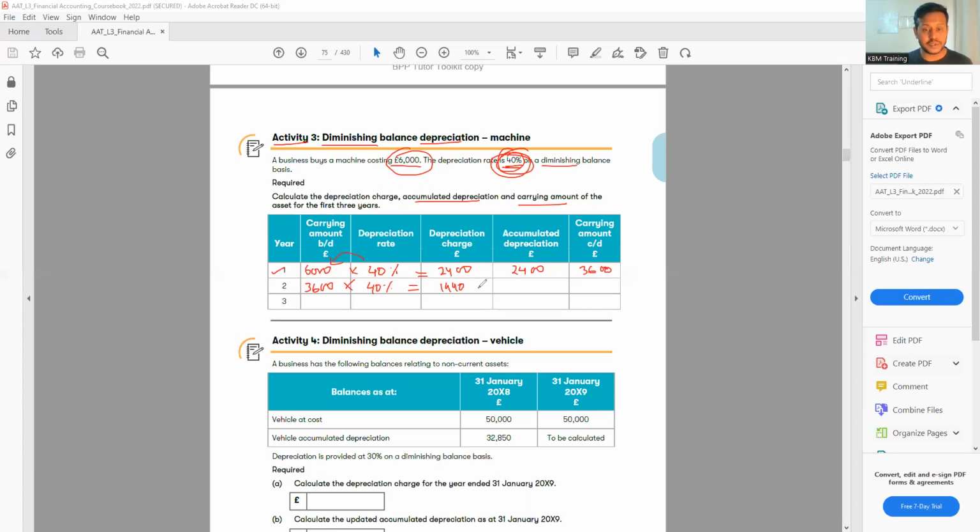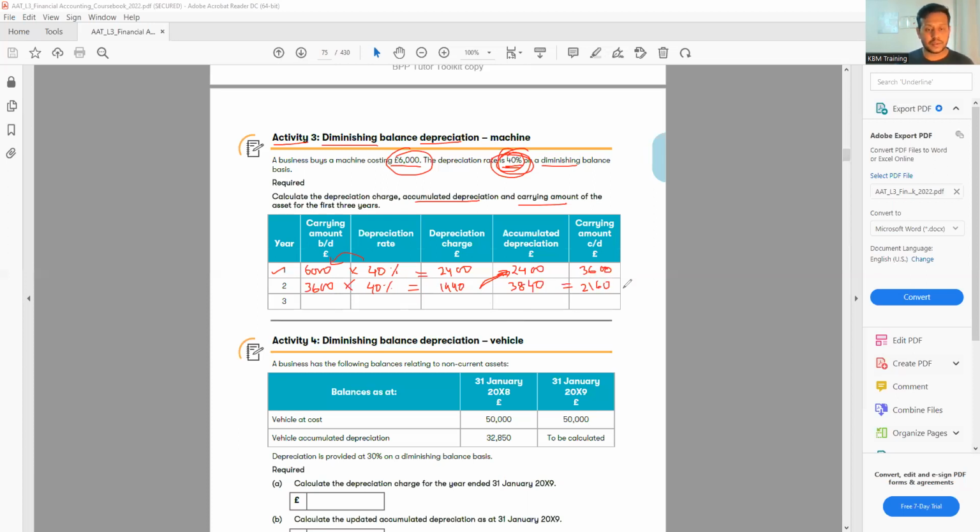And the accumulated depreciation will be the total depreciation till today. Year number 2, we have a depreciation of 1,440. And year 1, we have a depreciation of 2,400. So 1,440 plus 2,400 gives us 3,840 total depreciation, this plus this. And my carrying value will be how much? 3,600 minus 1,440. So the carrying value minus the depreciation gives us 2,160.